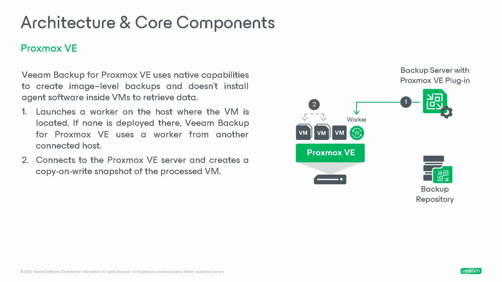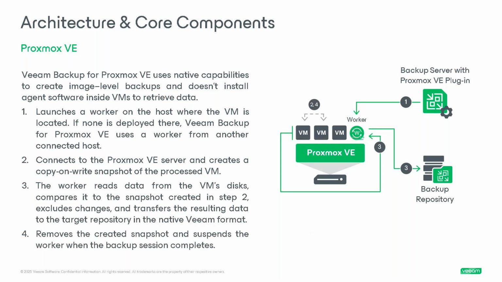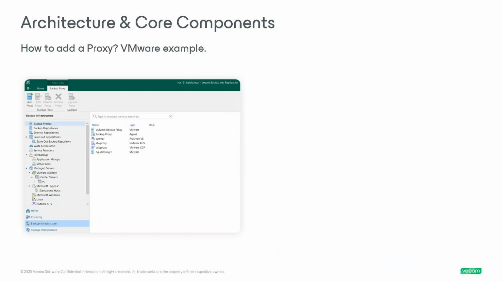It connects to the Proxmox VE server and creates a copy-on-write snapshot of the processed VM. So triggering that snapshot, we will use as the source to send to the repository ultimately. The worker reads the data from the VM disk, compares it to the snapshot created as step 2, excludes changes, and transfers the resulting data to the target repository in that native Veeam format. So if you need to restore that to a different hypervisor or even to the cloud layer, that's the beauty of the Veeam format as opposed to a snapshot, among many other reasons. So how do you add one?